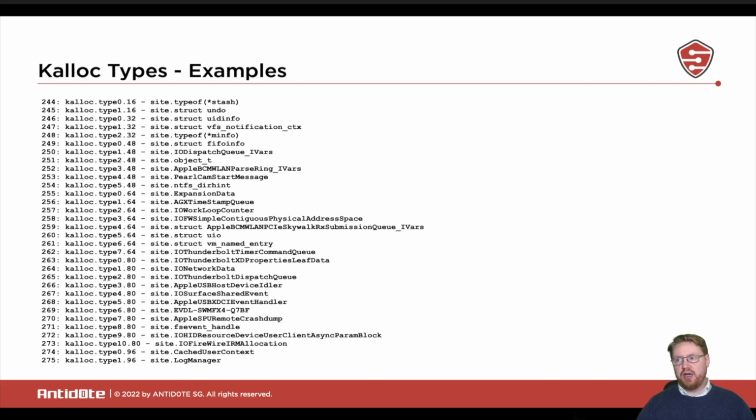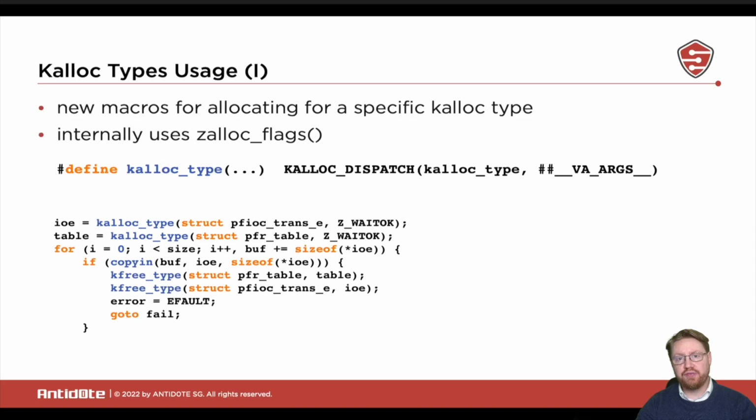So here is a bunch of other examples extracted from simply playing around with the debugger. And yeah, there are many of these now. The reason for this is that Apple changed the kernel a lot, so that a lot of allocations now, instead of having a variable length allocation, are allocating a specific type explicitly. And each of these types might end up in a certain kalloc zone, depending on the configuration of the kalloc types. In order to make usage of kalloc types easy, Apple added new macros to the system.